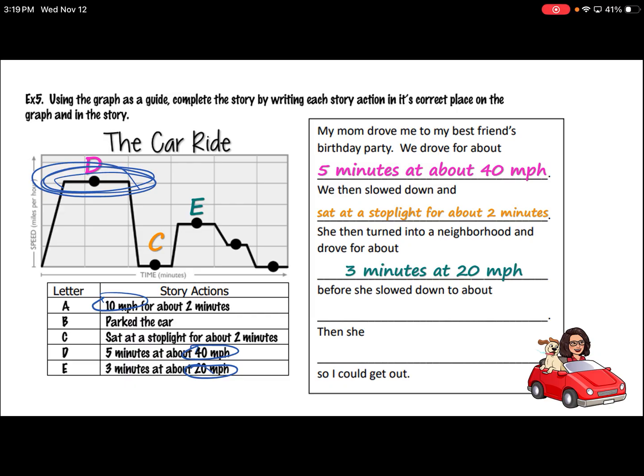Before she slows down to about 10 miles an hour for 2 minutes. And then she comes to a stop to park. No speed means you're sitting still. Is that making sense? How you match a story to events.